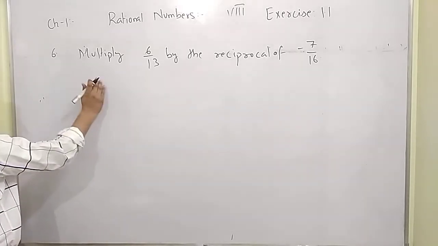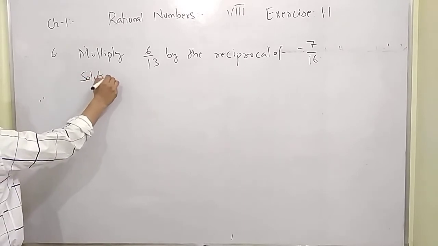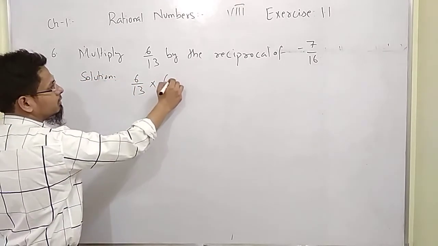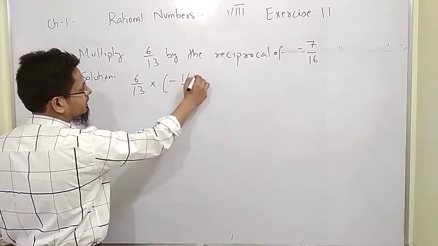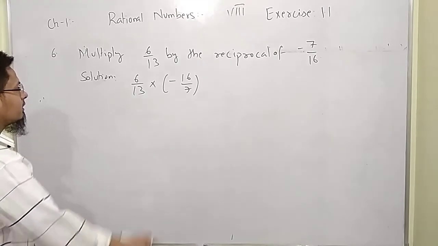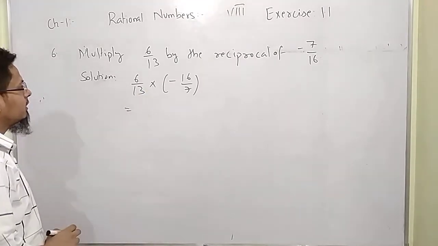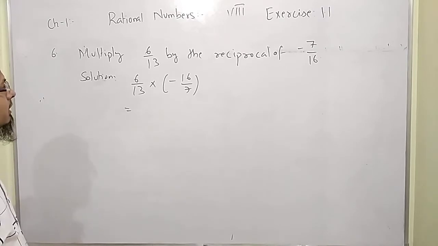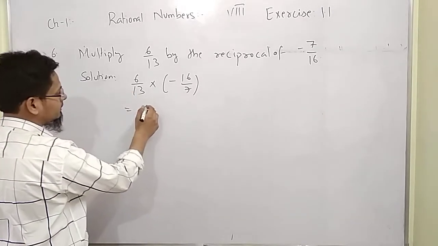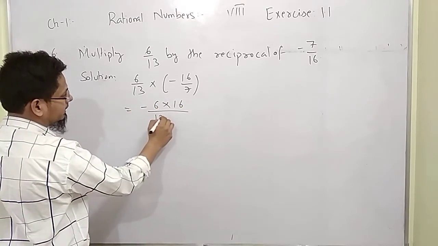So it is the solution: 6 upon 13 into minus 16 upon 7, right? It is a reciprocal of minus 7 upon 16. Now the numbers are not divisible, they are not dividing by any other number. So 6 into 16 and 13 into 7.